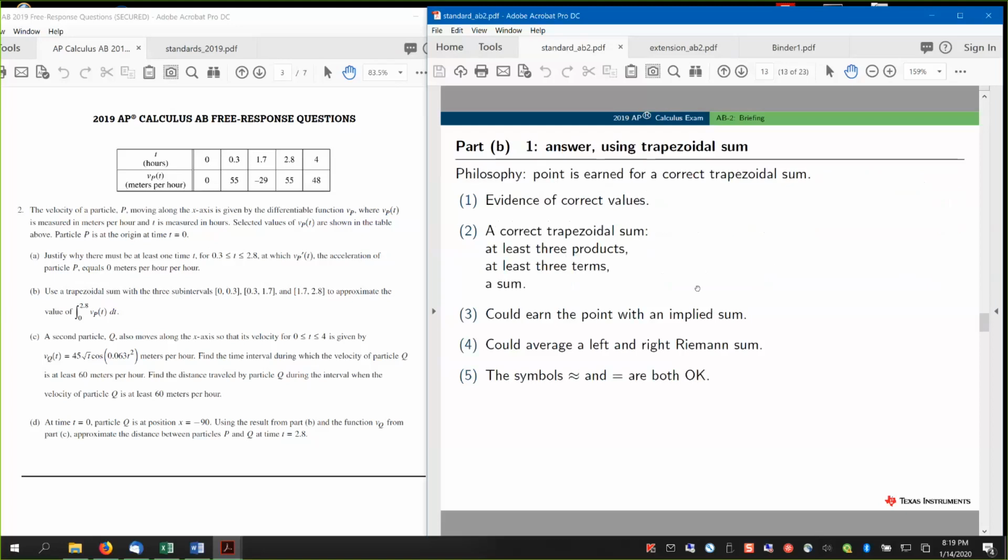All right, in part B, the first point was for the answer. Simply put, the sufficient evidence of the trapezoidal sum. During this point, the student must present correct values, of course, and they have to present evidence of a trapezoidal sum. That means we need to see at least 3 products, at least 3 terms, and a sum. Now, the student can earn this point with an implied sum. That means they don't have to actually put addition symbols. And they could also average the left and the right Riemann sums. And we won't worry about symbols here like approximate and an equal sign. Both of them are okay in this case.